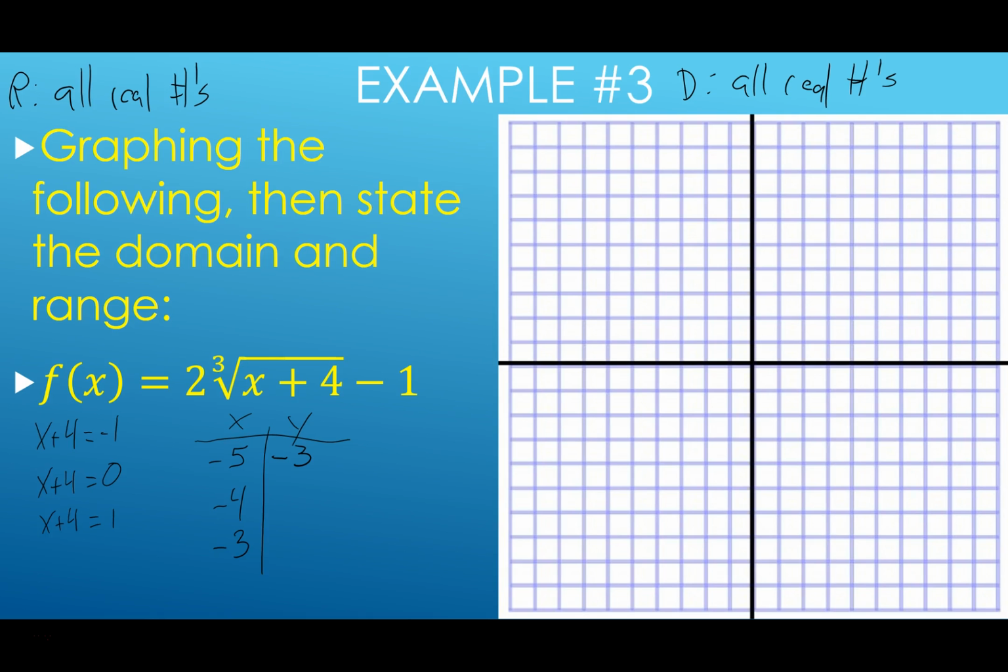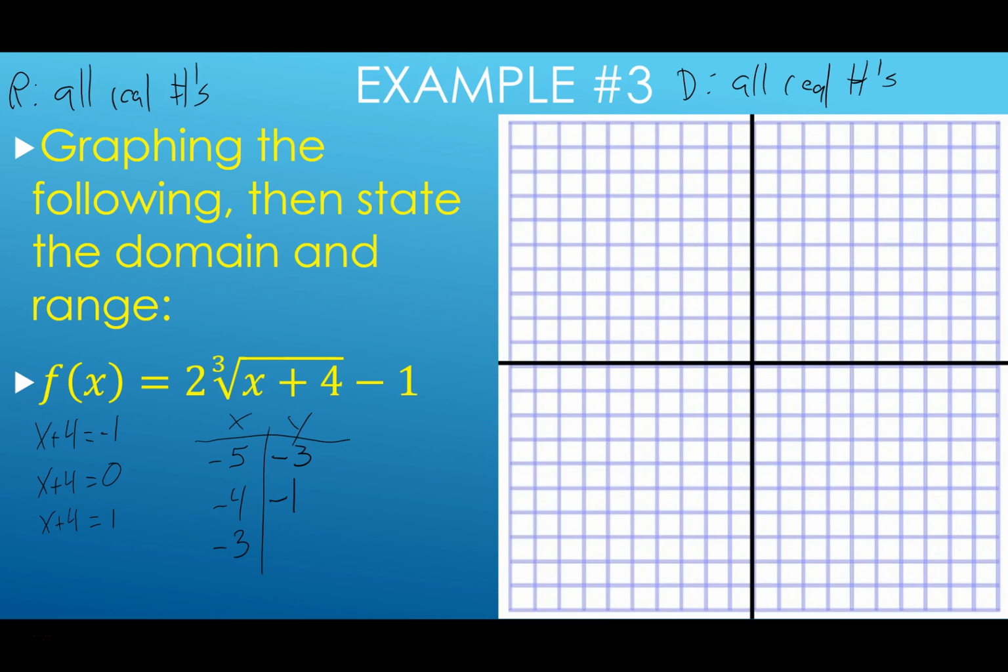Alright, well then we plug in negative 4. Negative 4 plus 4 is 0. Cube root of 0 is 0. 2 times 0 is 0. 0 minus 1 is negative 1. Well, okay. If you notice, that's the same as our end value. So the middle now, when we're using the 0 point, that gives us the end point. Alright, so maybe that can help us. And then the final one, negative 3.